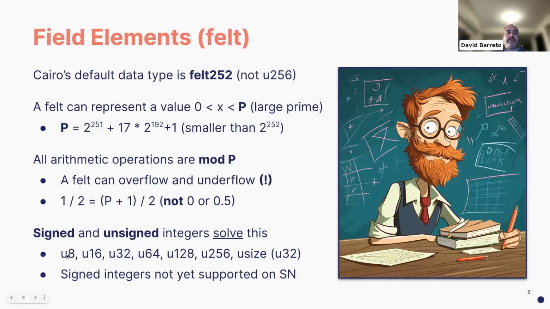These are all the different types of unsigned integers that Starknet and Cairo support: 8-bit, 16, 32, 64, 128, even 256. And then you have usize, which pretty much defaults to U32. Signed integers exist in Cairo, so you can use them if you're running vanilla Cairo, but they're not yet supported on Starknet. On Starknet, only unsigned integers are supported, alongside things like strings.